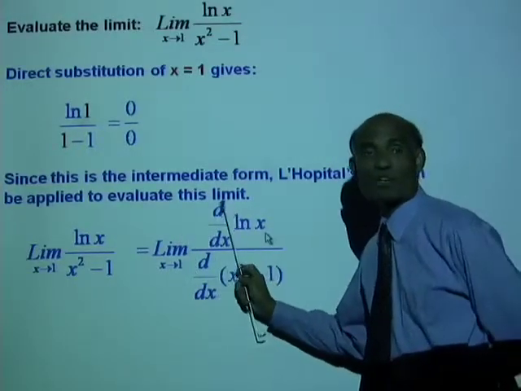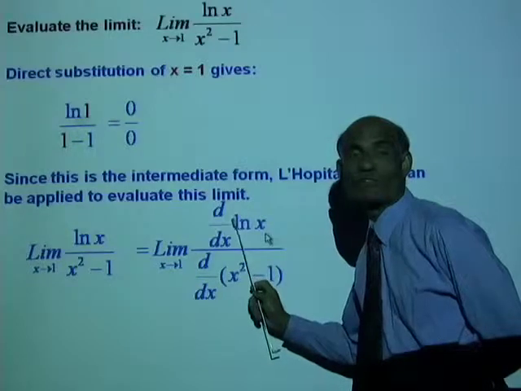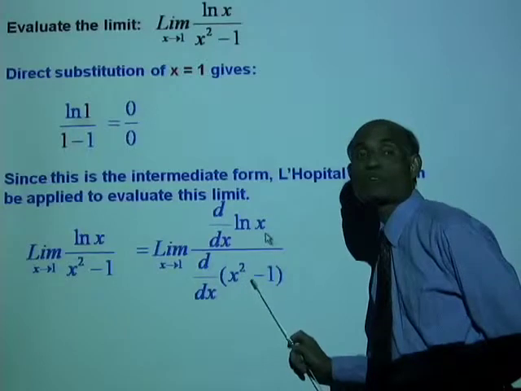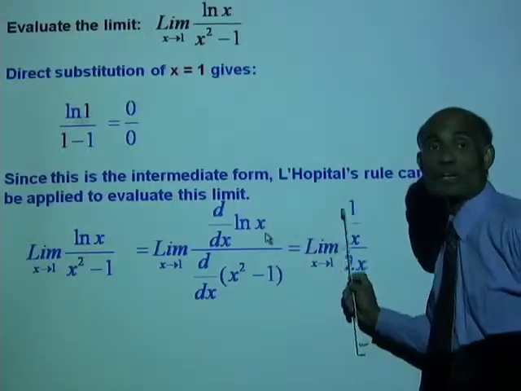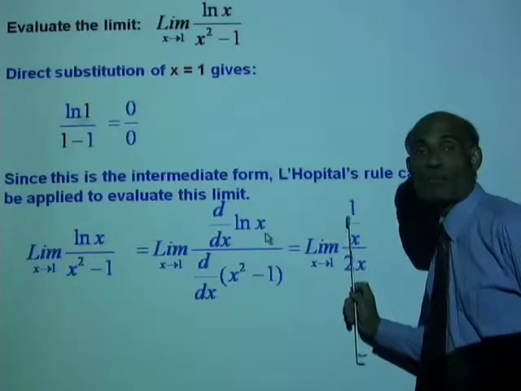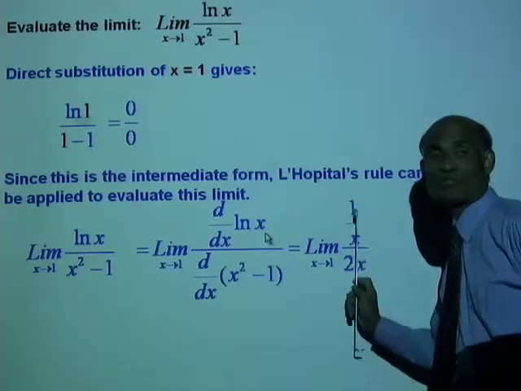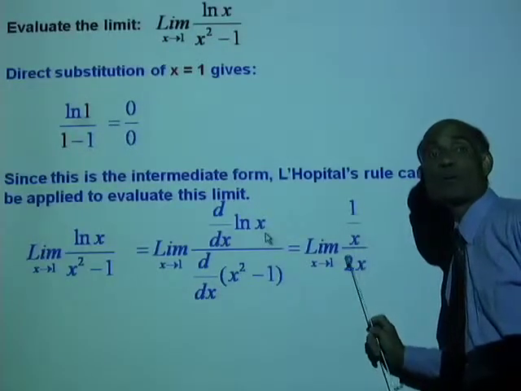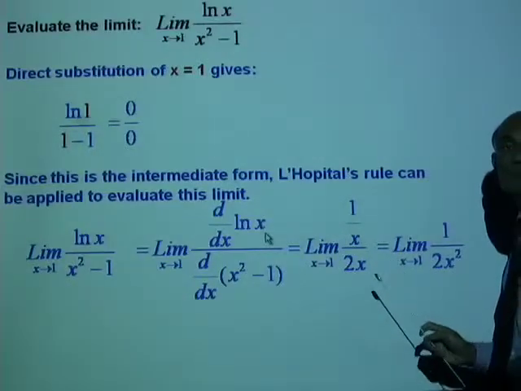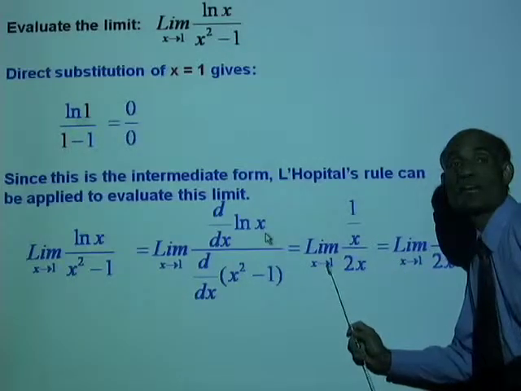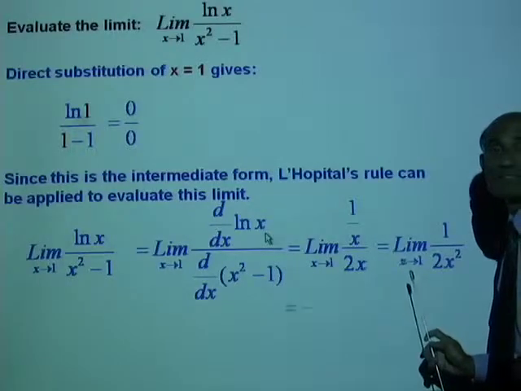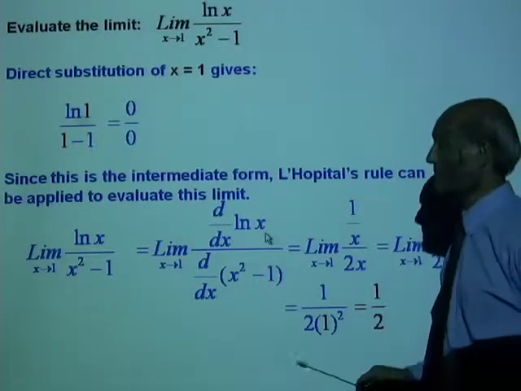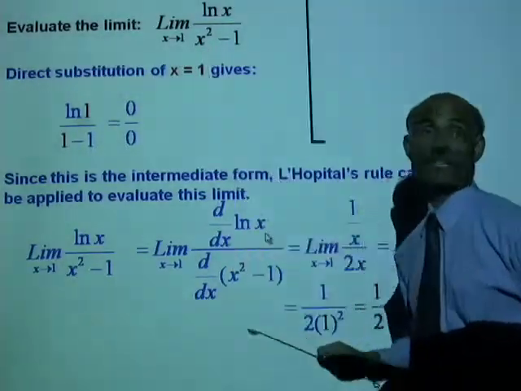That's right. And what is the derivative of ln x? Derivative of ln x is 1 over x. And the derivative of x squared minus 1 is 2x. So that will be limit x approaches 1 of 1 over x divided by 2x. What is that equal to? 1 over x divided by 2x is 1 over 2x squared. And what is the value of this when x equals 1? That will be 1 over 2, the value of that limit. Alright, try that graphically and see if you can get it.